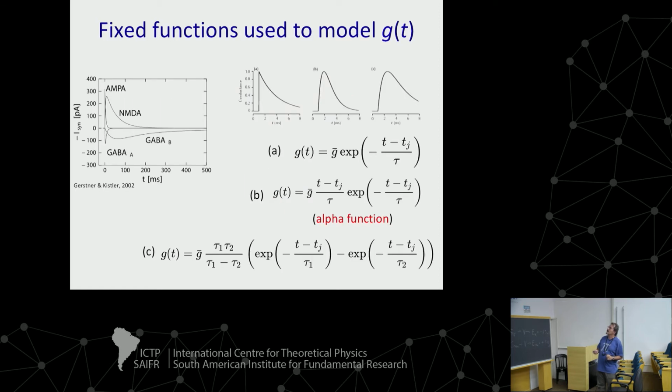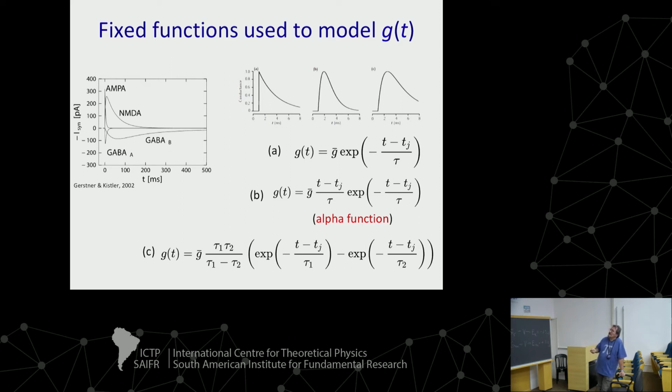What one usually does is use a fixed function to model the time course of the conductance, g of t. Based on several experiments, the typical time courses for AMPA, NMDA, and GABA conductances are in this graph. AMPA is by far the fastest one. At this time resolution it's almost like a vertical line. NMDA is slower. GABA A is also fast, and it's inhibitory. And GABA B is slower because it's mediated by a metabotropic receptor.